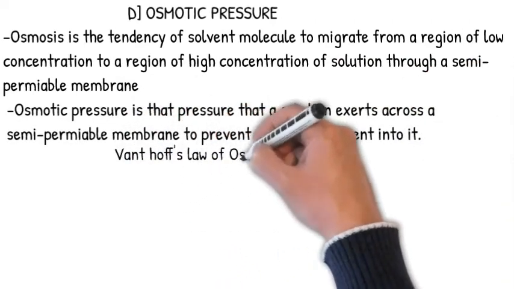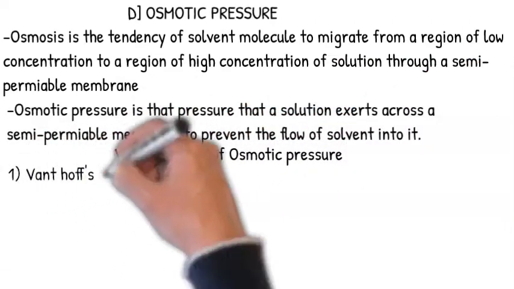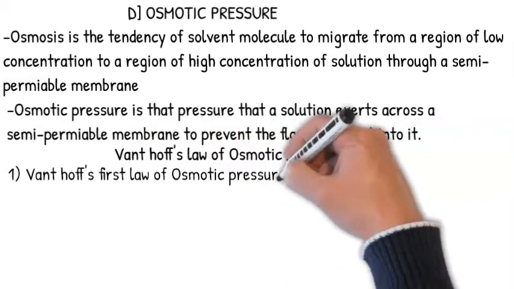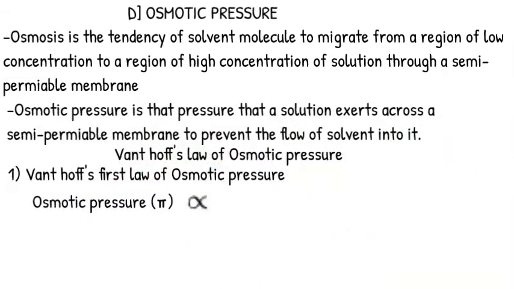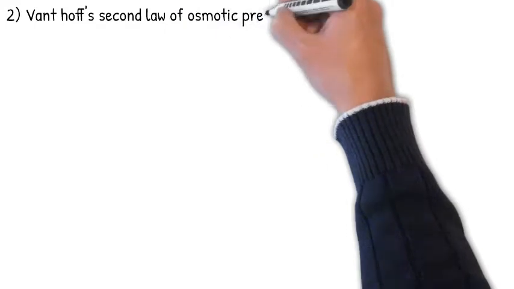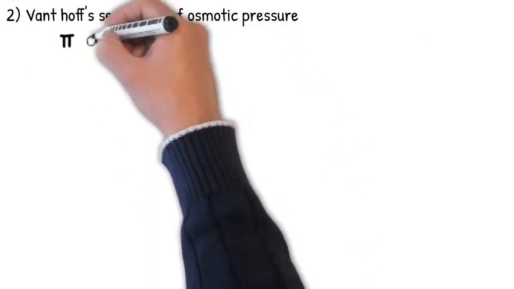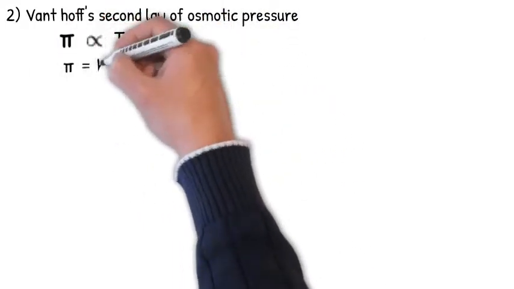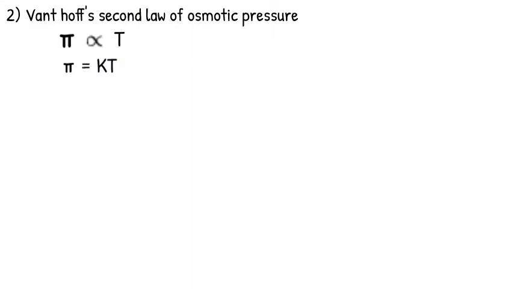Van't Hoff law of osmotic pressure. Van't Hoff's first law of osmotic pressure: osmotic pressure is directly proportional to 1 over volume. Osmotic pressure equals K divided by V, where K is constant. Van't Hoff's second law of osmotic pressure: osmotic pressure is directly proportional to temperature. Osmotic pressure equals KT, where K is constant.